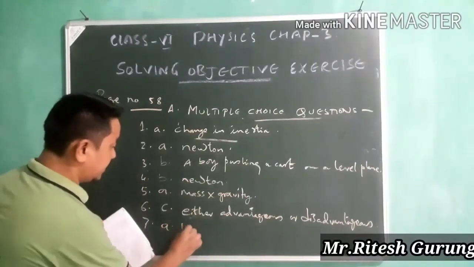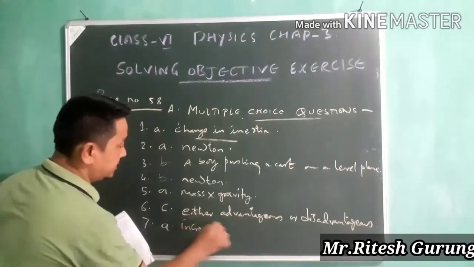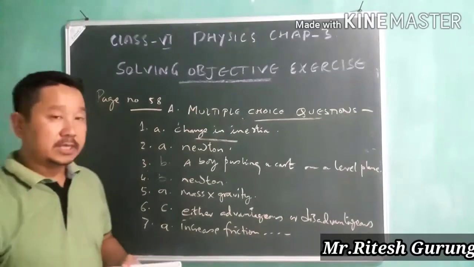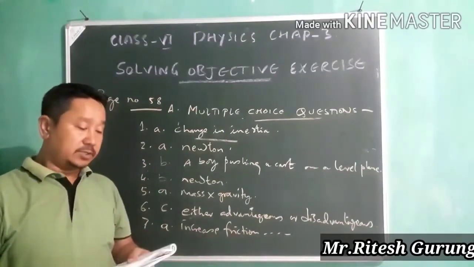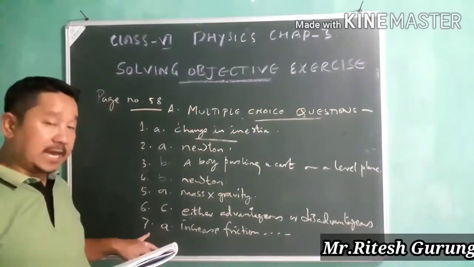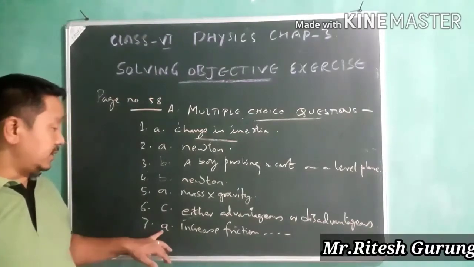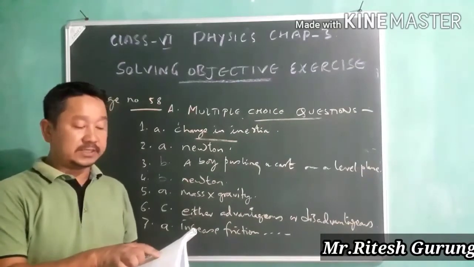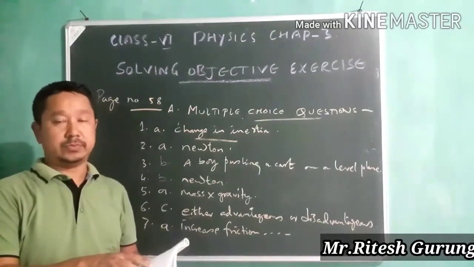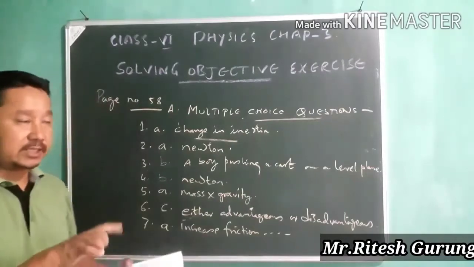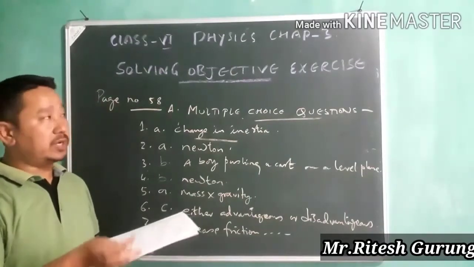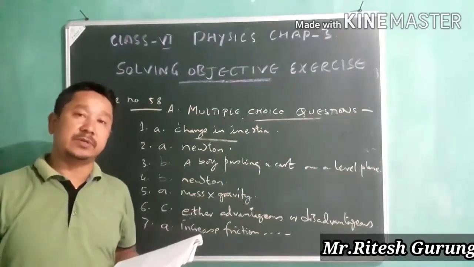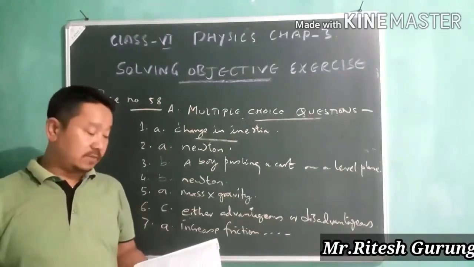Option A, increase friction. The answer for question number 7 is option A, increase friction of the tire with the road. A number of times we discussed this in the sessions when we were going through this chapter, especially the advantages and disadvantages of friction. At that time we had discussed all about it.